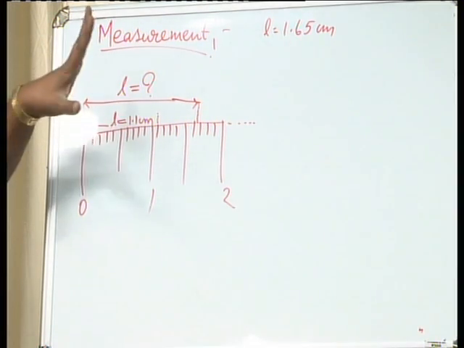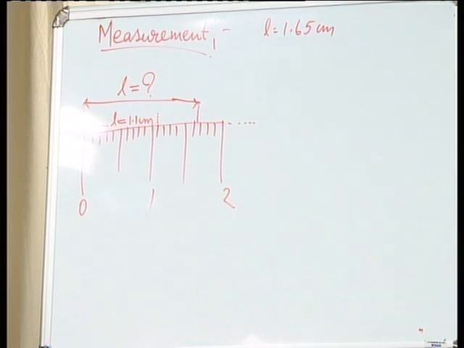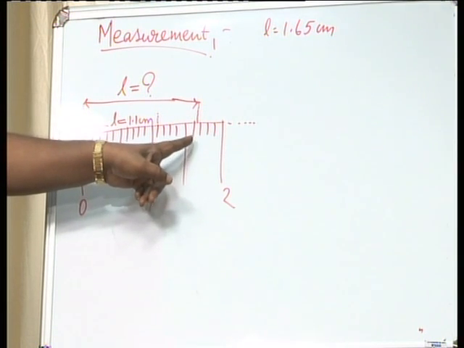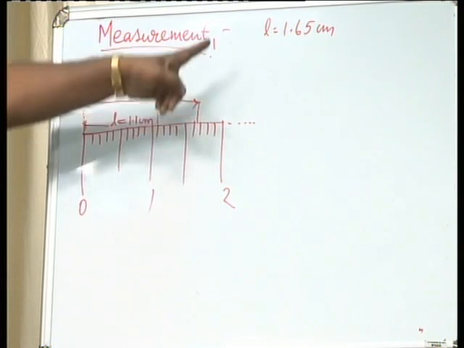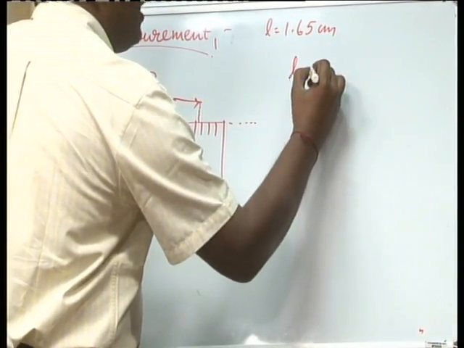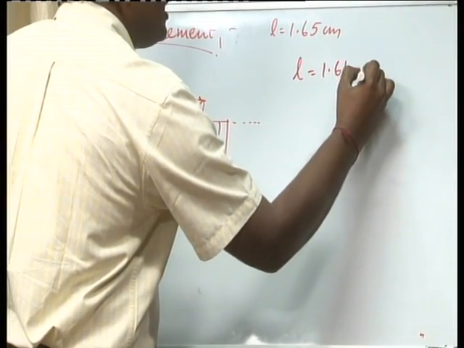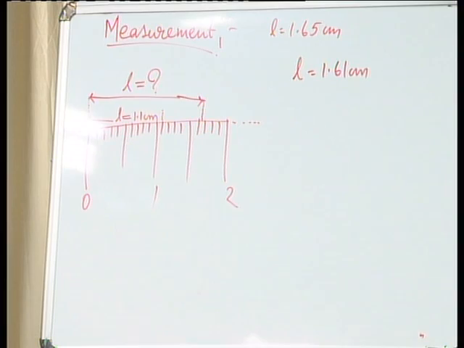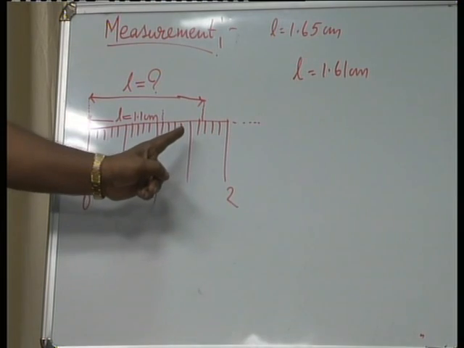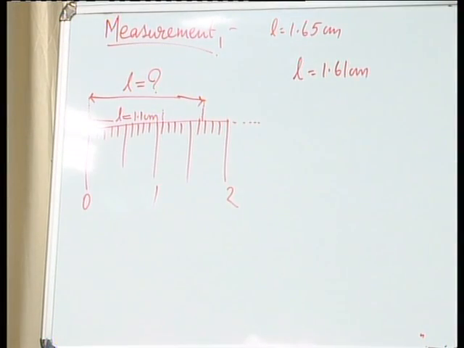Now the question is, is this a correct answer? Your justification is still like that. The length is definitely greater than 1.6, with our naked eye only we can say it is greater than 1.6, but less than 1.7, therefore it is 1.65 centimeter. Now my question is, suppose it is 1.61 centimeter, why not? My justification is, 1.61 centimeter is greater than 1.6, and at the same time it is less than 1.7 centimeter.